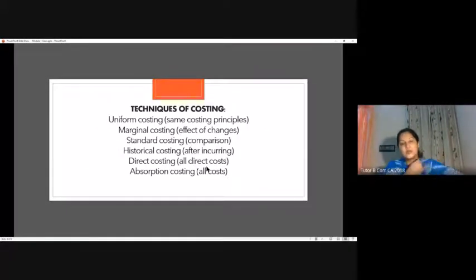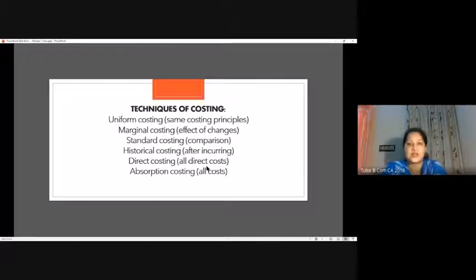And I'll just quickly go through these techniques which we had already mentioned when we were talking about costing at the beginning of semester 5. So techniques of costing can be categorized into the following. The first one is uniform costing, where, as the name indicates, the same principles are applied to all the units being produced in an organization. Same costing principle. That's what we call the technique of costing based on uniform costing.